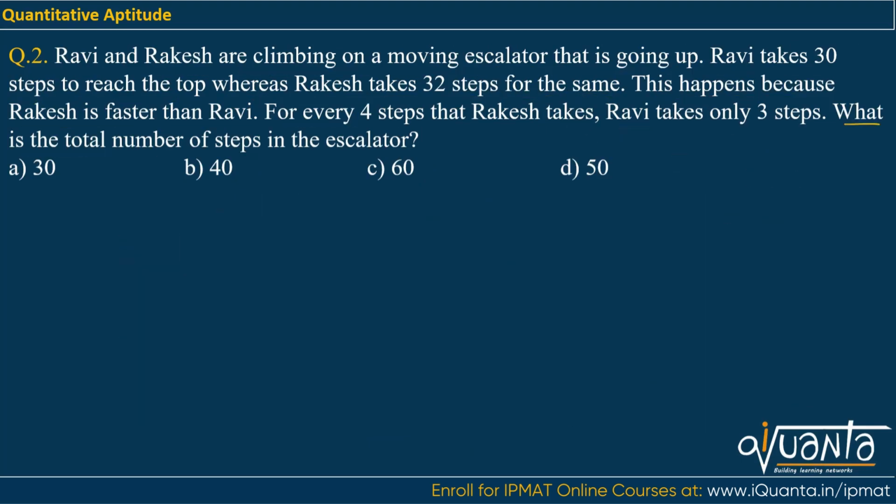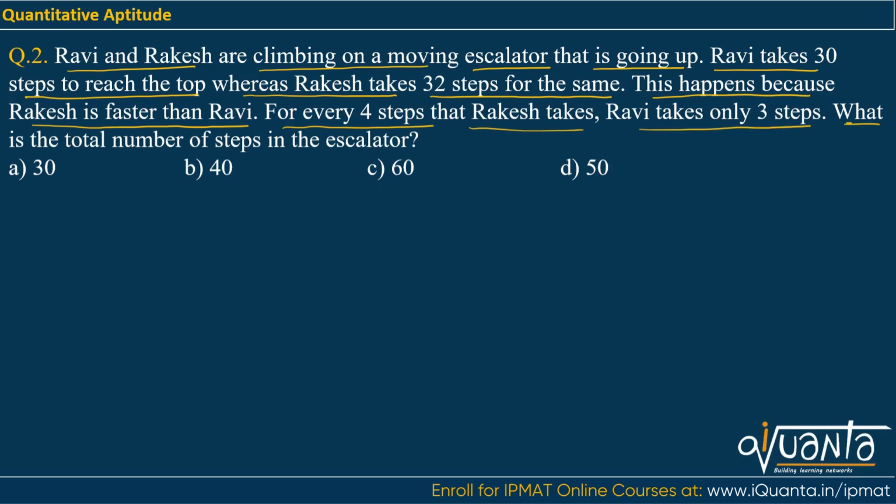Now the second question is: Ravi and Rakesh are climbing on a moving escalator that is going up. So the escalator is moving upwards. Ravi takes 30 steps to reach the top, whereas Rakesh takes 32 steps for the same. This happens because Rakesh is faster than Ravi, so the speed of Rakesh will be more than that of Ravi. For every 4 steps that Rakesh takes, Ravi takes only 3 steps. What is the total number of steps in the escalator?